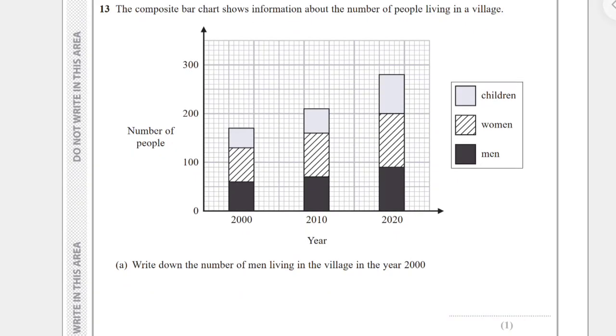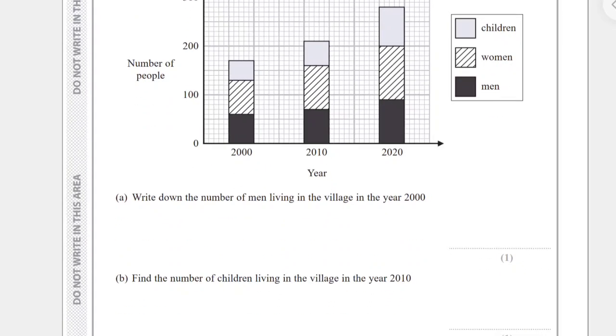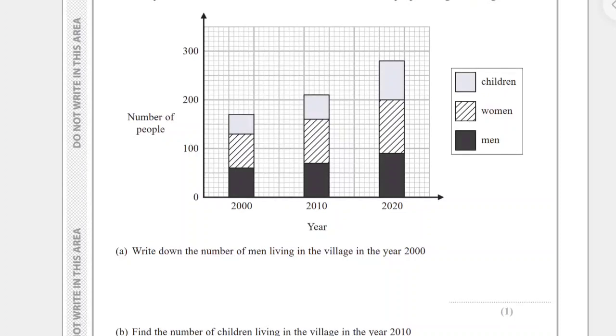The composite bar chart shows information about the number of people living in the village. Write out the number of men living in the village in the year 2000. So men are the ones shaded black. If this is 100 and we have 10 squares, each of them is 10, 20, 30, 40, 50, 60. So in the year 2000, the number of men living in the village is 60.